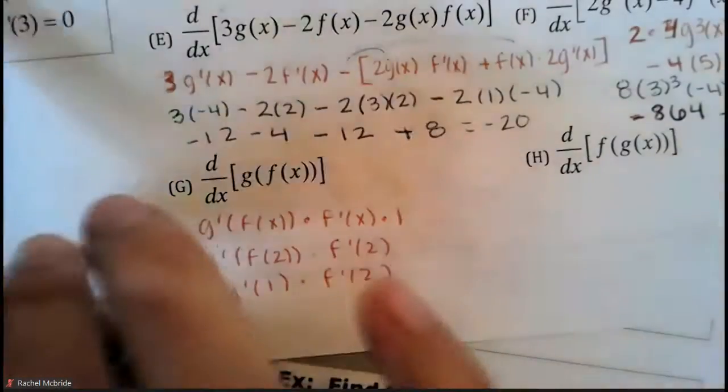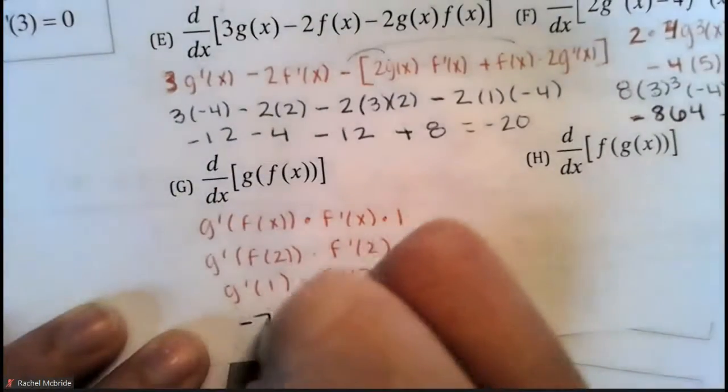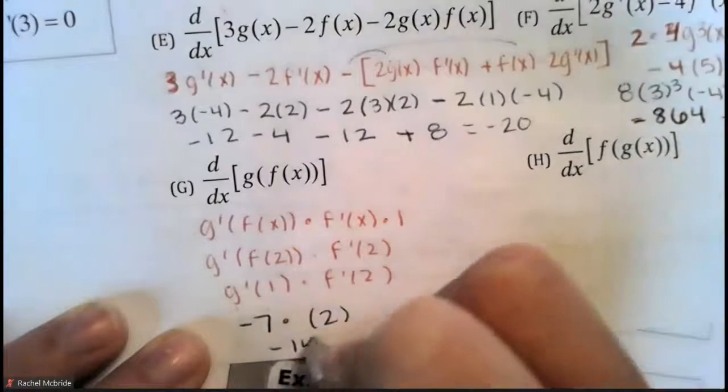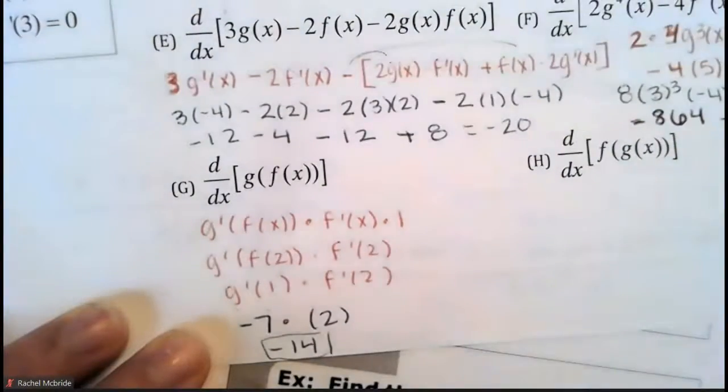So g prime at 1 is negative 7. F prime of 2 is 2. So the answer is negative 14.